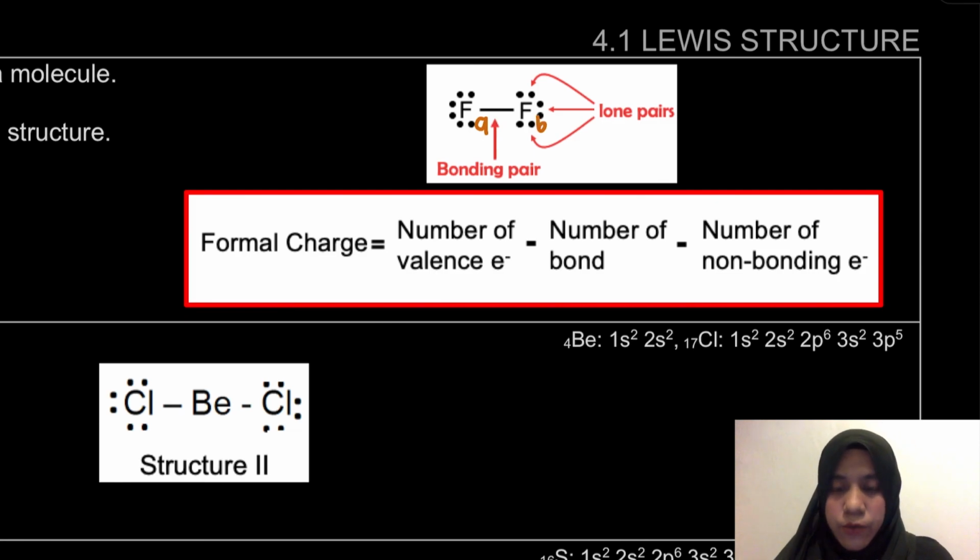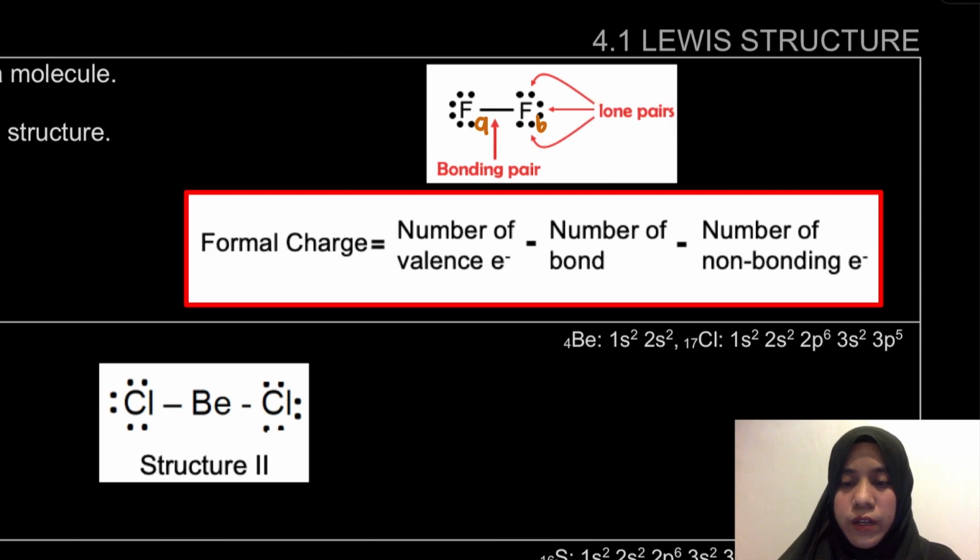So, what is a lone pair? A lone pair is a pair of electrons which is not involved in the covalent bond. If you still remember, a covalent bond is where the atoms share electrons. So fluorine A shares one electron, fluorine B shares one electron. Only one electron per fluorine is shared, but the rest of the six electrons are not used in the covalent bond. That's why we call it a lone pair.